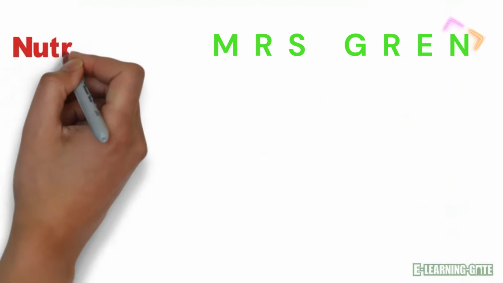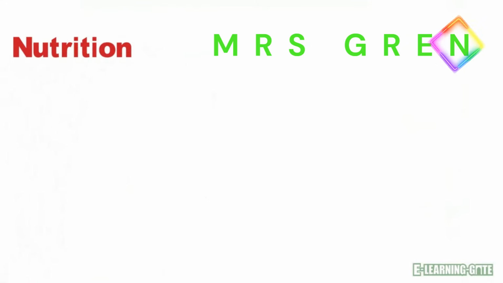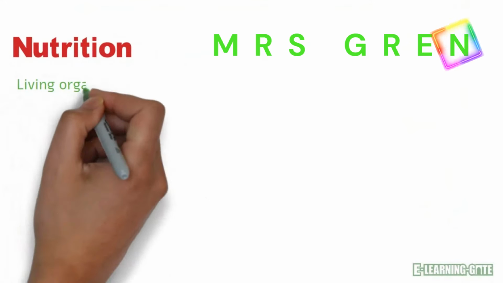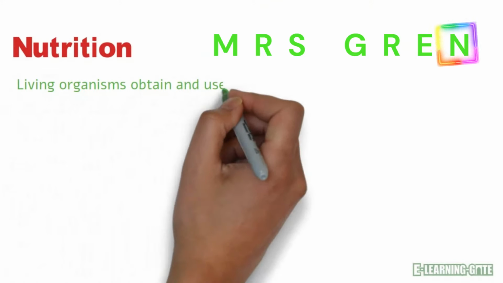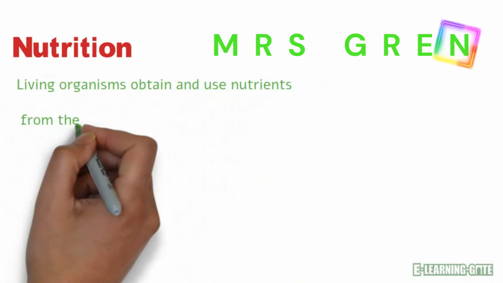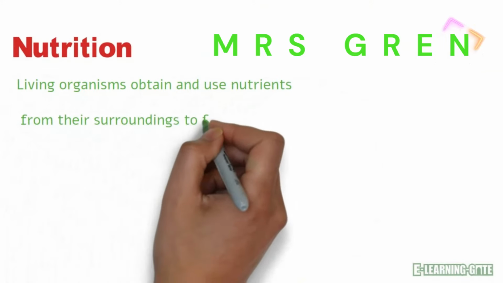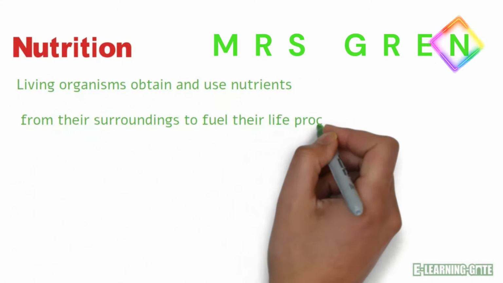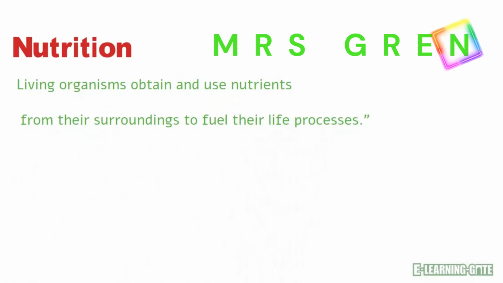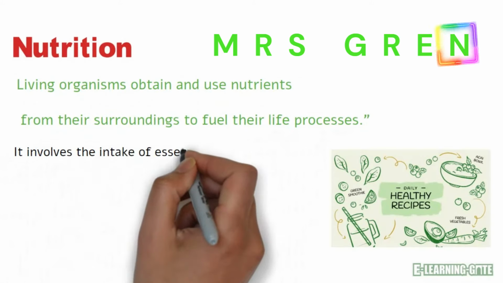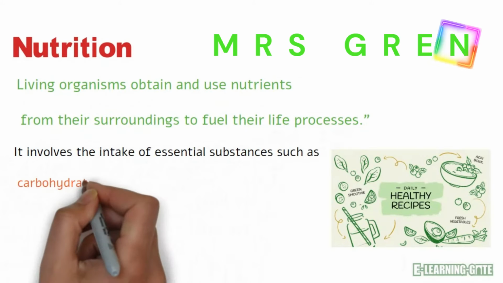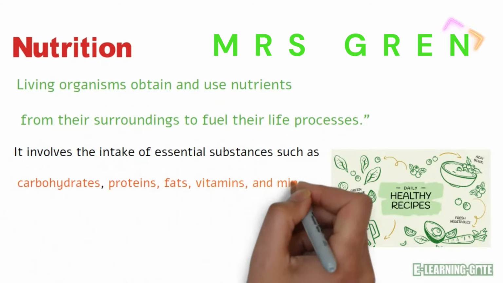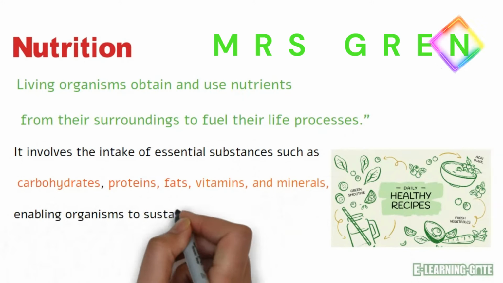The seventh and last feature is nutrition. Living organisms obtain and use nutrients from their surroundings to fuel their life processes. It involves the intake of essential substances such as carbohydrates, proteins, fats, vitamins, and minerals, enabling organisms to sustain life.